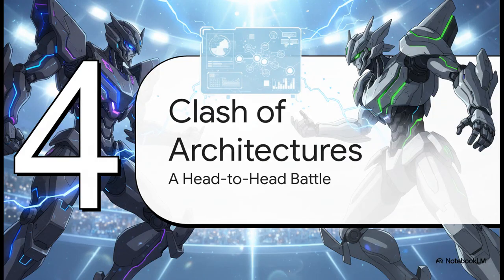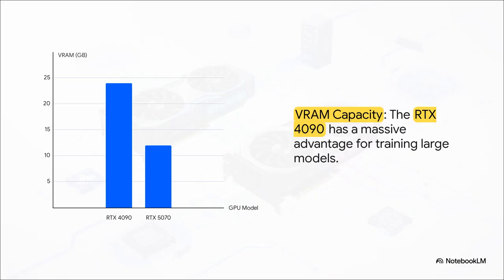All right, so we've met the fighters. Now it's time to put them head to head. Let's see how their specs really stack up when you put them side by side. Okay, first up, VRAM. And here, the 4090 is the undisputed heavyweight champion. It's got double the memory. That 24 gigabytes is just a massive advantage if you're training the biggest, most complex AI models out there.